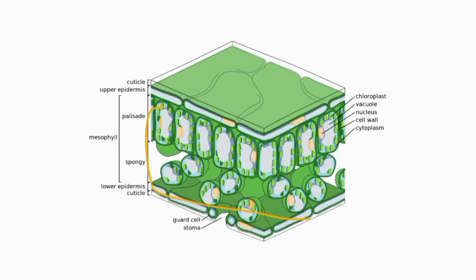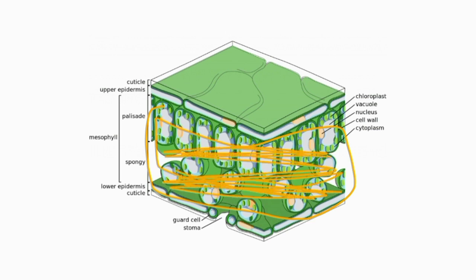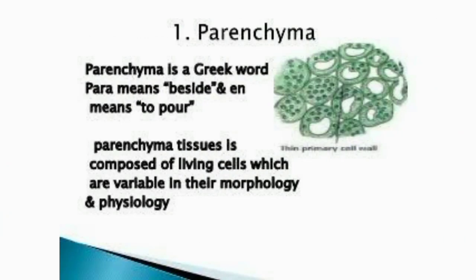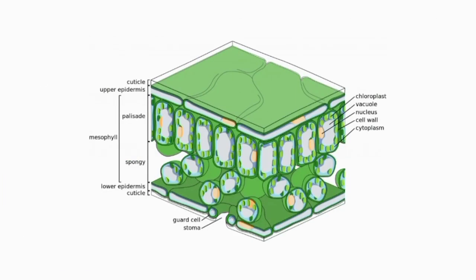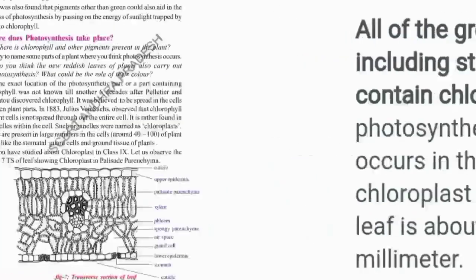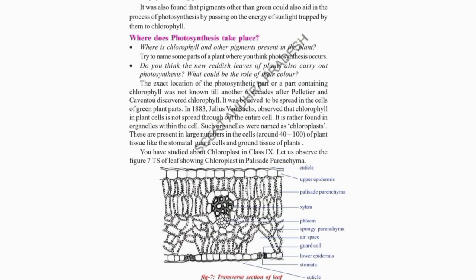You see, this is the middle portion, the inside portion. This is not the xylem and phloem, and this is not the dermal tissue. So these are the mesophyll. The mesophyll cells are also ground tissues. So where does photosynthesis take place? It takes place in the ground tissues, in the chloroplasts of the ground tissues.